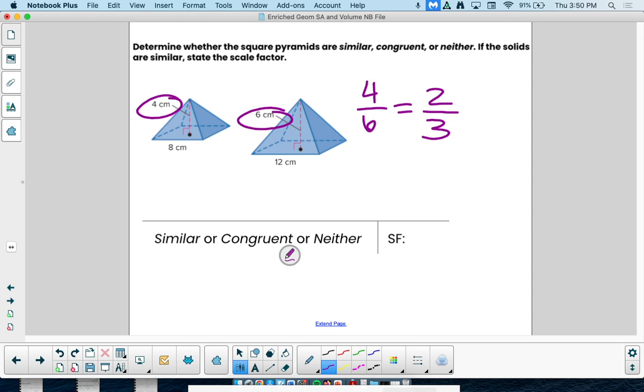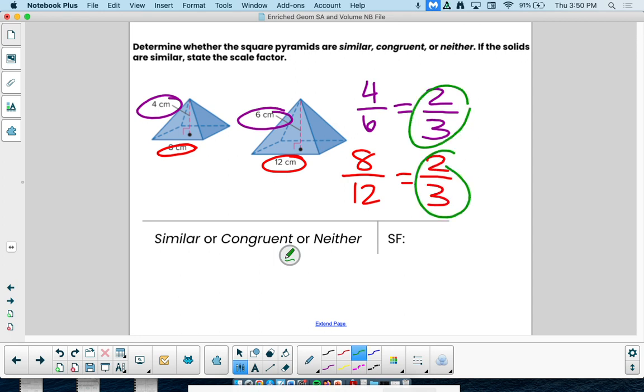All right. Now we're going to match our edge lengths. So 8 and 12, 8/12. That also reduces to 2/3. So since we got the same scale factor for our linear measures, they would be similar. And they want us to list the scale factor. It doesn't give us an order, but on your homework I say do it from left to right. So our one on the left is a smaller one, so 2/3. But since it didn't specify, you could have put 3/2 if you wanted.